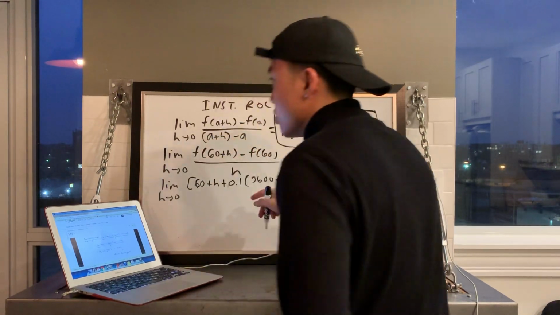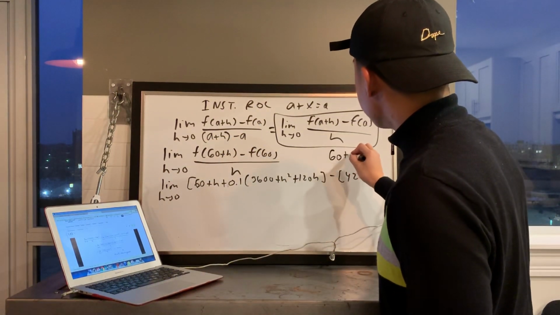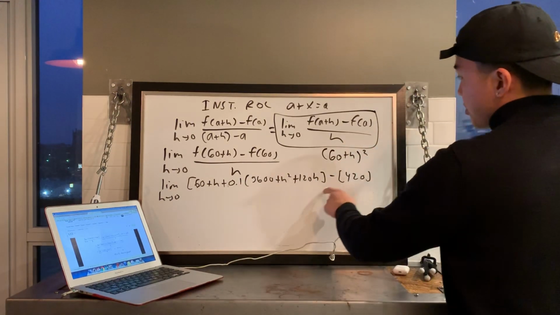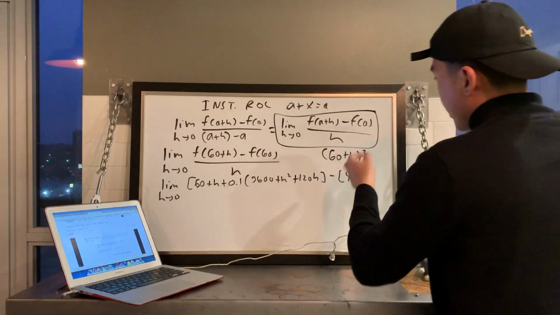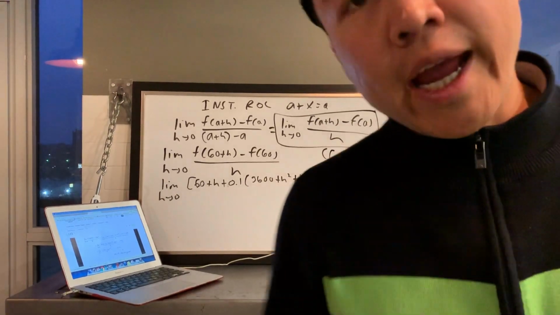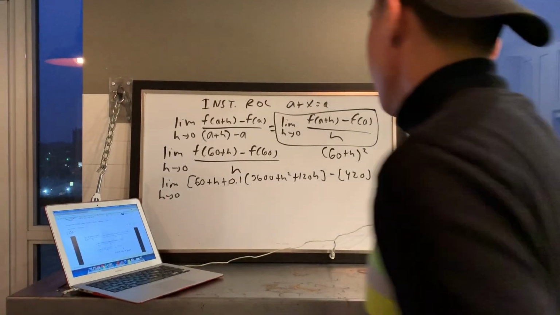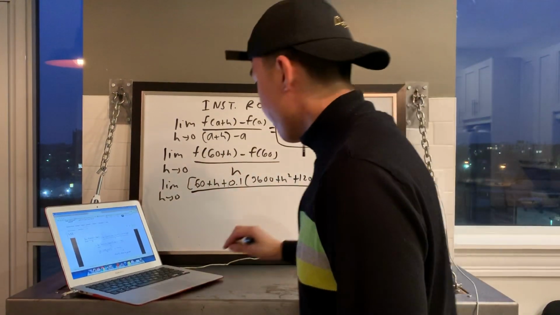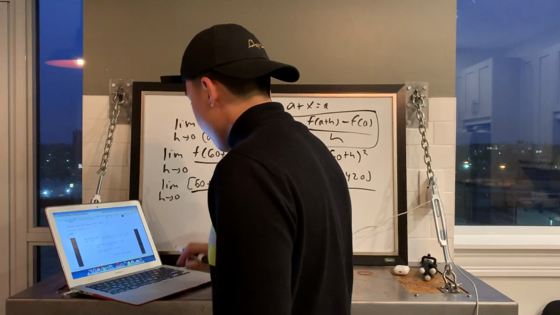How do we get this value? It's essentially when you do the 60 plus h, all that squared. If I were to square the first term, I get 3600, square the last term, I get h squared, multiply the two together, you get 60h times 2, which is 120h, all of that. And then 420 is just the value at 60. All that's over h.